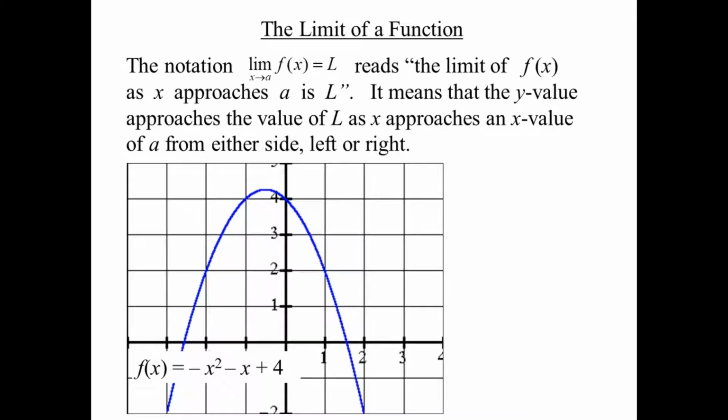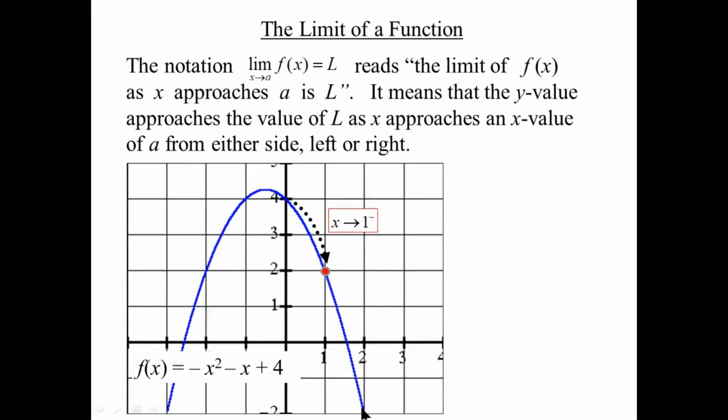A parabola opens down with the given equation, negative x squared minus x plus 4. And let's consider the limit as x approaches 1. As x approaches 1 from the left, this is what the notation here says, as x is approaching 1, and the little minus sign means from the left. And we can see that as we approach from the left an x value of 1, the y value it is approaching is 2.